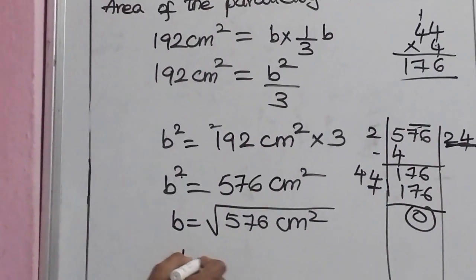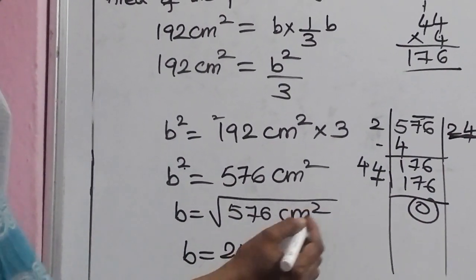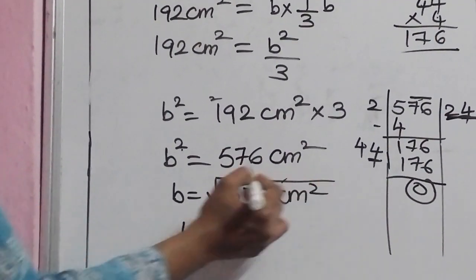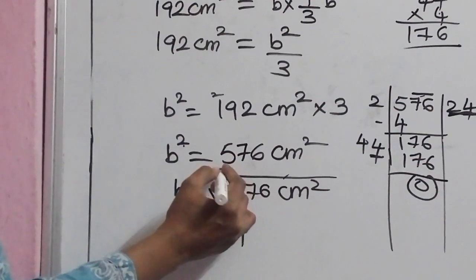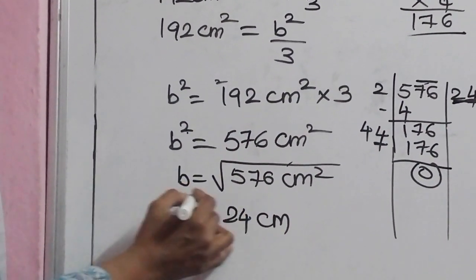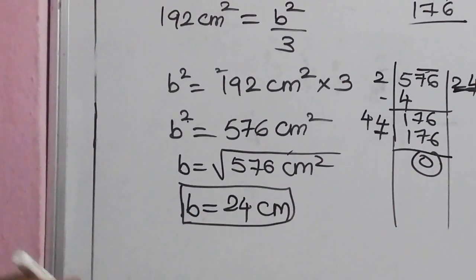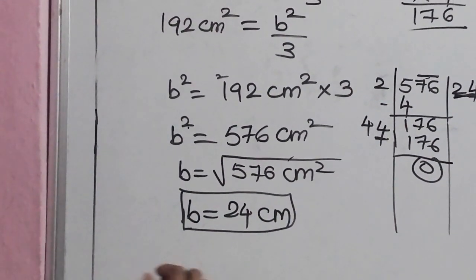So you got the value of B. Base is equal to 24 square centimeters. Square root and square get cancelled and you are left with centimeters. You got the base as 24 centimeters. Now you have to find out the height.